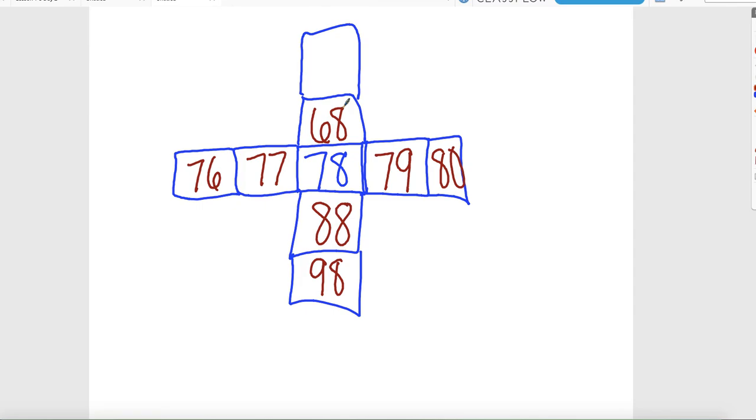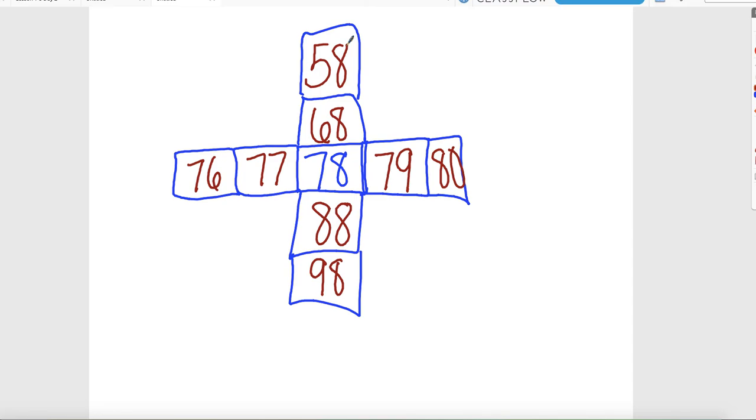68. Now, go up one row from 68 and you land on what? 58. Very good. 58. When we go side to side on the number grid, we count by 1. When we go up and down on the number grid, we count by 10.